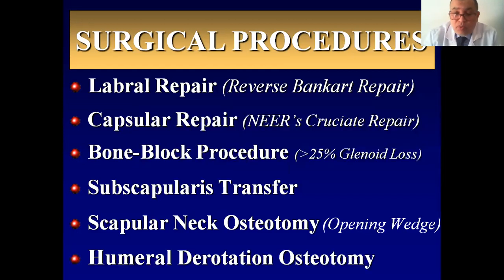Another procedure which was described by the Indians in the late 60s is now being repopularized. It's a humeral derotation osteotomy, in which the head is osteotomized at the level of the surgical neck and rotated anteriorly to reduce the retroversion of the head, which is normally 30 to 35 degrees.